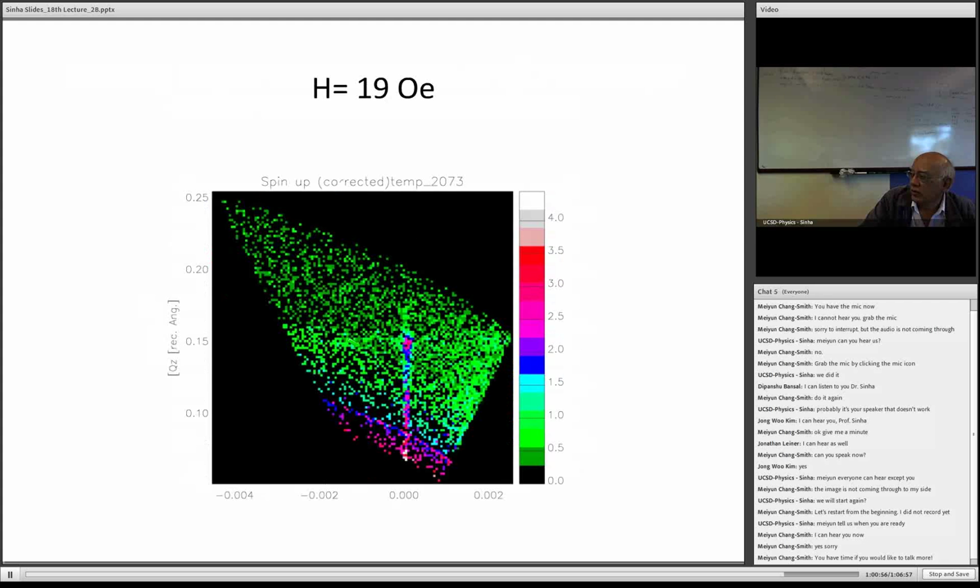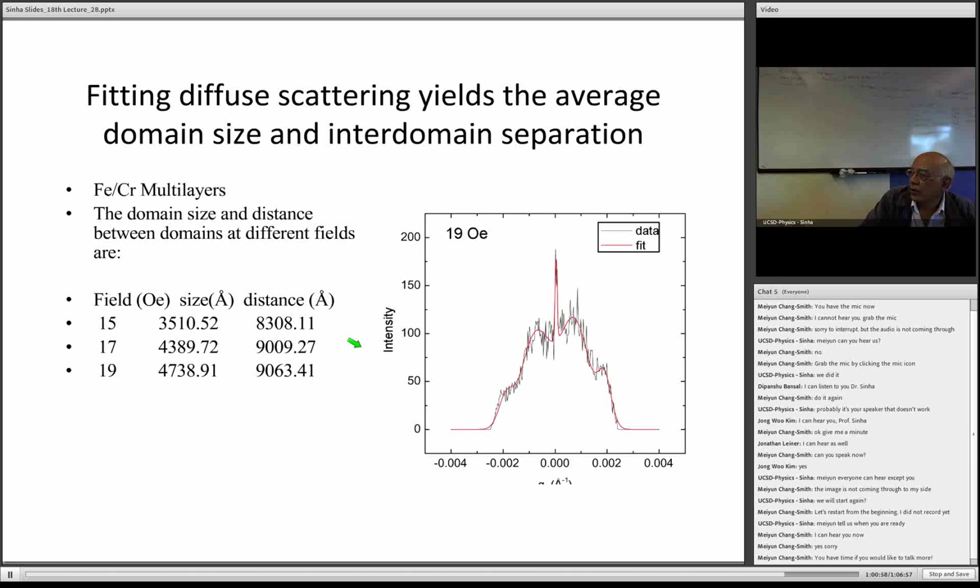So that's the same thing again for an iron chromium system. And from the detailed analysis of this in-plane diffuse scattering, you can see peaks which correspond to this function gamma bar, which will give you information about the domain sizes and their separation, which are shown here by fitting this data.